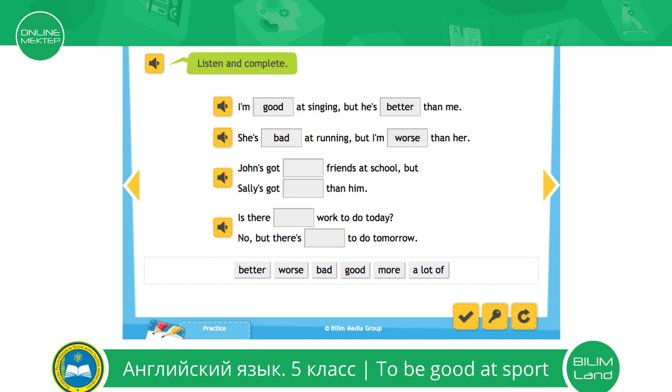Next sentence. She's bad at running, but I'm worse than her. Let's listen again and check. She's bad at running, but I'm worse than her.